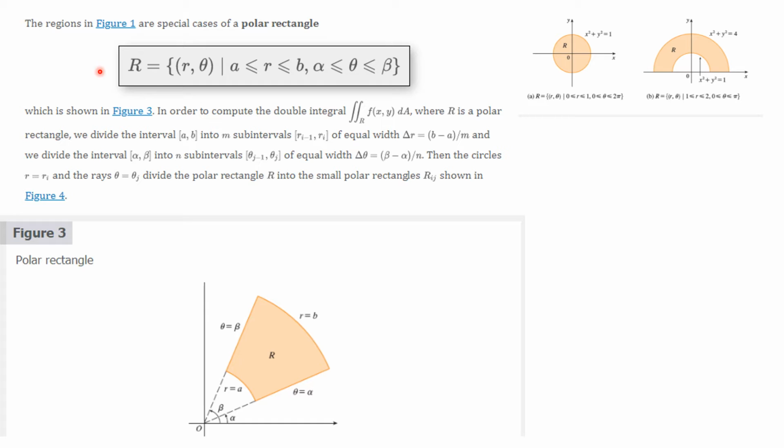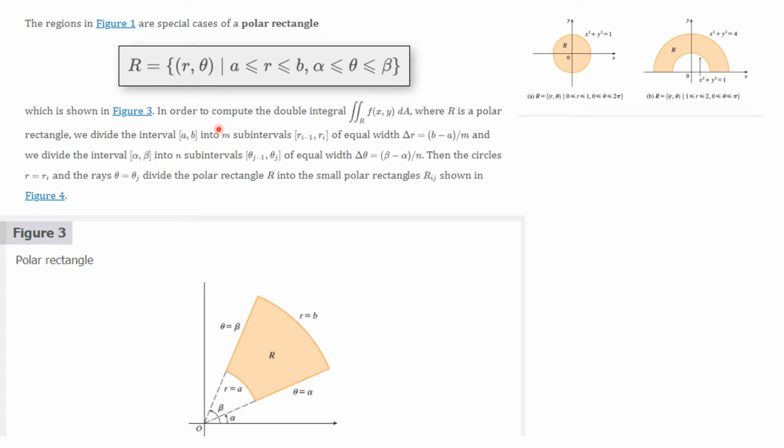So those regions then are special cases of what we call a polar rectangle. Now this kind of looks like a rectangle because you've got different sides. You have the inside and the outside, and you have this left side and this right side, but you see it's different because it's curved. The areas are going to be different, and so that's what we're going to have to compensate for.